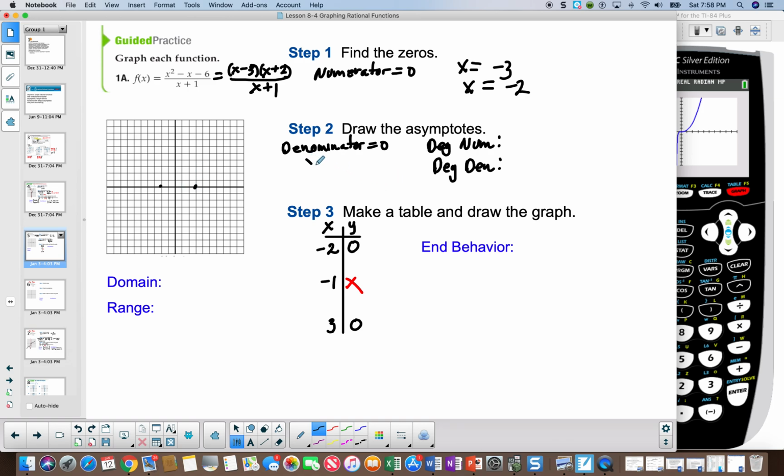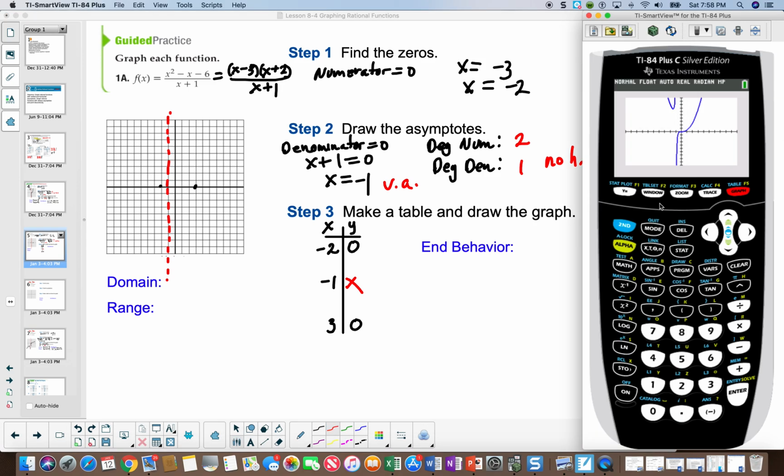Now I'm going to set the denominator equal to 0, and that'll allow me to find my vertical asymptote. And I'm going to write this vertical asymptote, and it's going to be right down here. Now the degree of the numerator is 2. The degree of the denominator is 1, that means there's no horizontal asymptote. I'm going to let the calculator help me. I'll go to y equals, and I'm going to go over here, turn this guy off, and now I'm going to go down 1, enter, and this represents the graph I want, and I'm going to go ahead and graph.